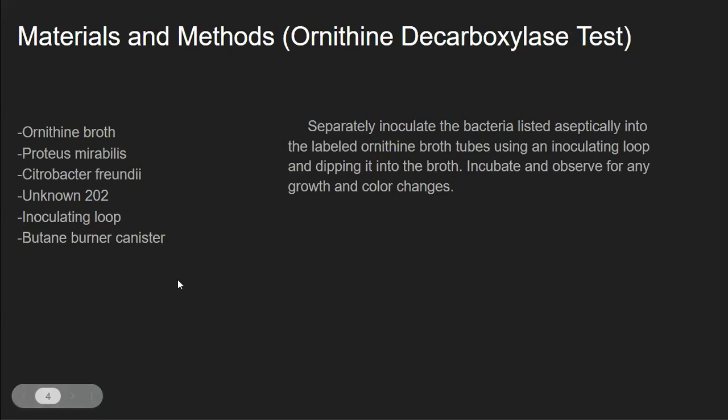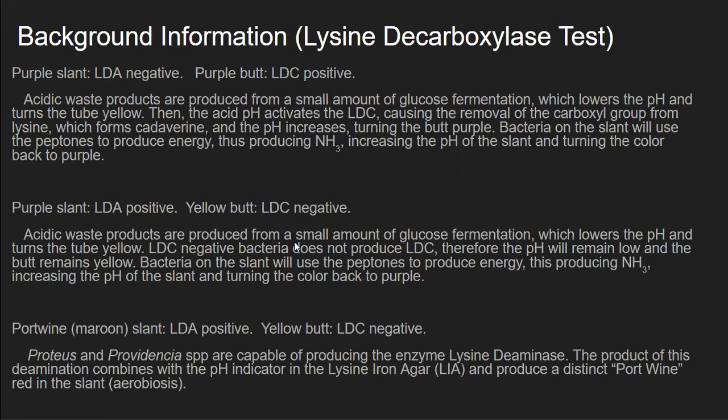The materials and methods for the ornithine decarboxylase test. These are the materials. Separately inoculate the bacteria listed aseptically into the labeled ornithine broth tubes using an inoculating loop and dipping it into the broth. Incubate and observe for any growth and color changes.